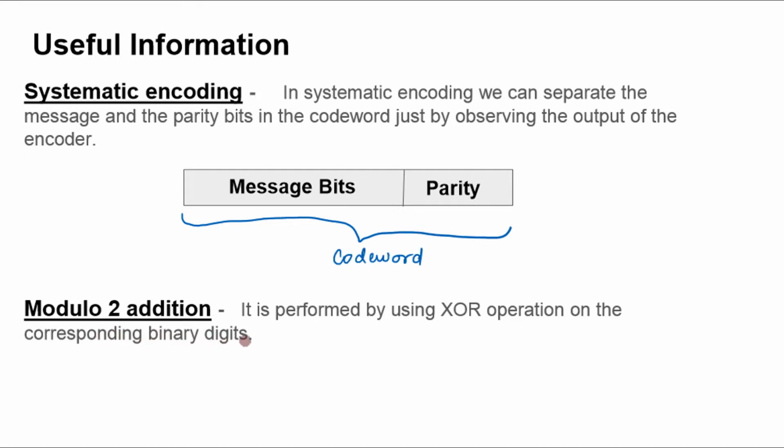The modulo 2 addition is done by performing XOR operation of the corresponding binary digits. So the modulo 2 addition of 1 with 1 is simply the XOR of 1 and 1, which is 0. Then the modulo 2 addition of 1 with 0 is simply the XOR of 1 and 0, which is 1. And modulo 2 addition of 0 with 0 is the XOR of 0 with 0, which is 0.